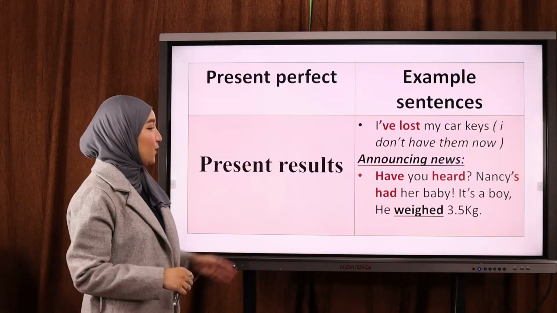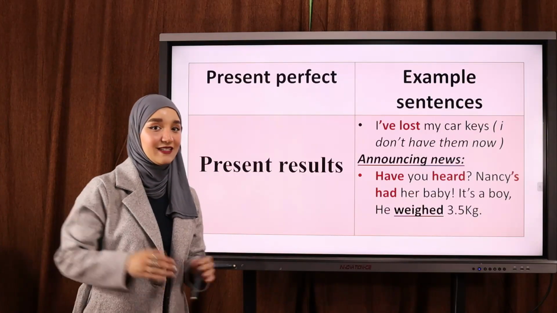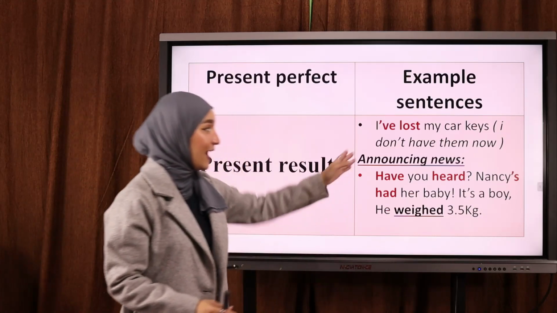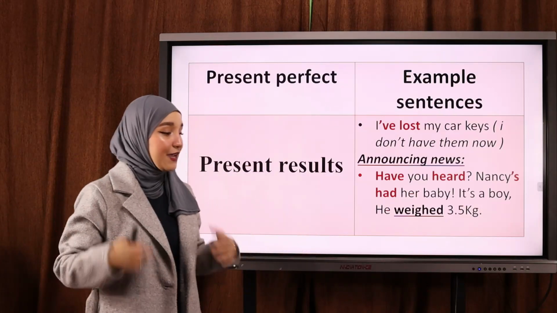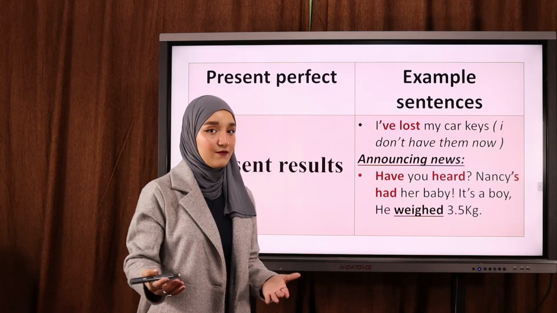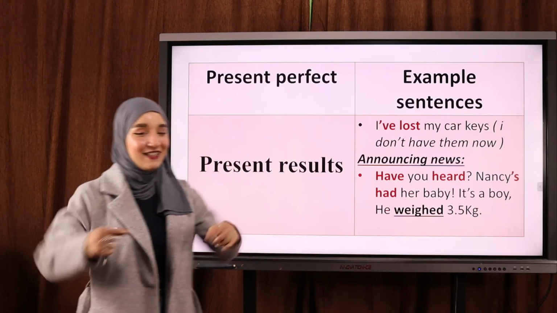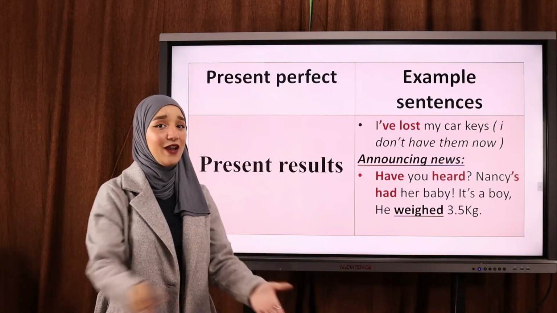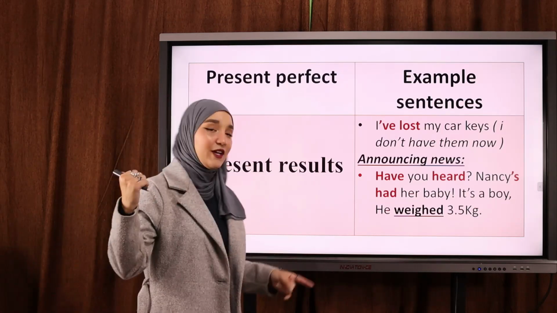Okay. But we also use the present perfect tense to talk about present results. نتائج في الحاضر. Let's take a look at the first example. I've lost my car keys. ضيعت مفاتيح سيارتي. What do I mean by that? I still don't have them on me. المفاتيح لا تزال ضائعة. This is the present result. In the present, في الحاضر, المفاتيح لا تزال ضائعة. I still don't have my car keys. I didn't find them. لم أجد my car keys. But I have lost my car keys.